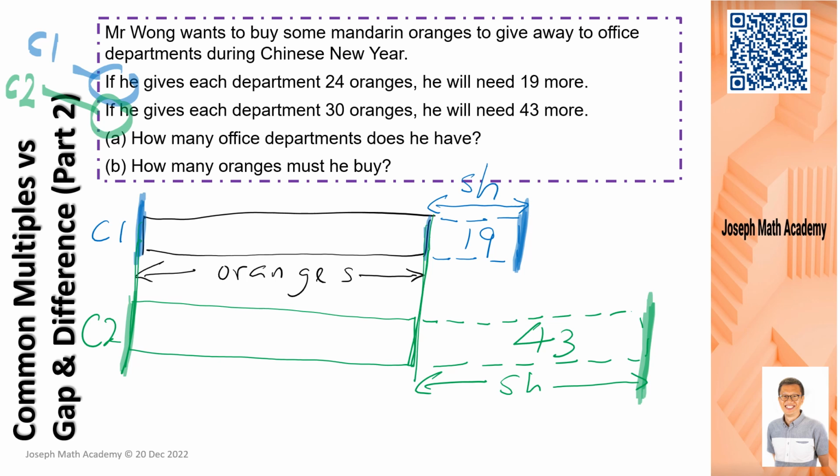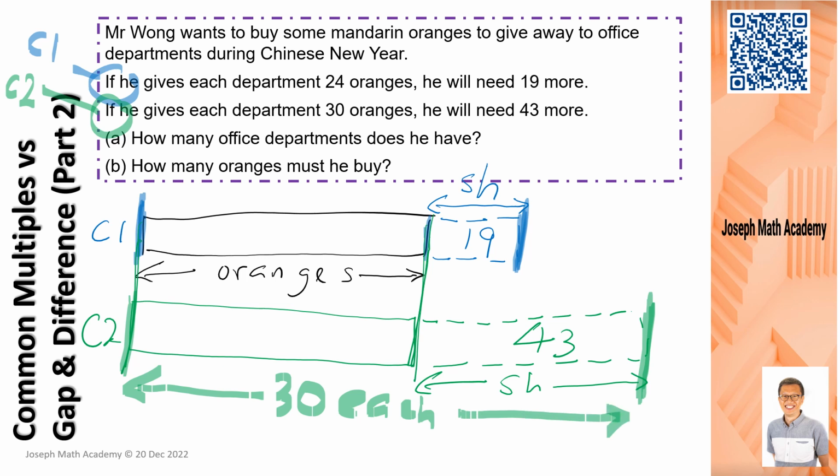Okay, all right. So I'm going to write something very important which I have forgotten to write. So from here to here is 30 oranges to each department. Okay, then from here to here would be, okay, wait, too long. 24 oranges to each department.